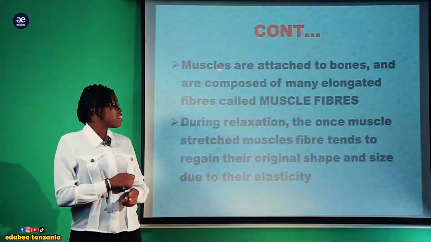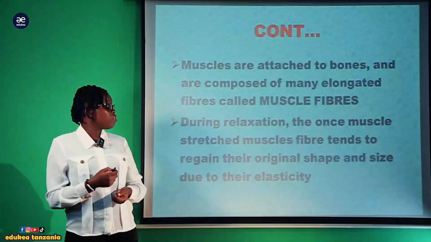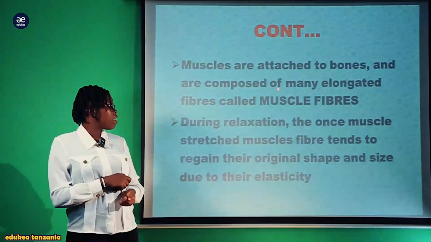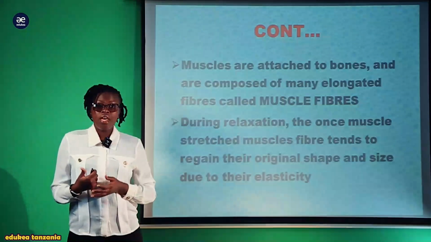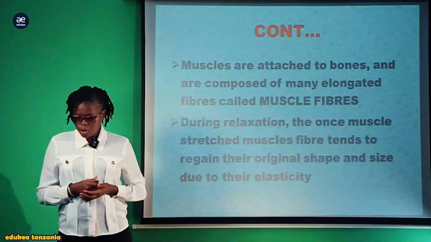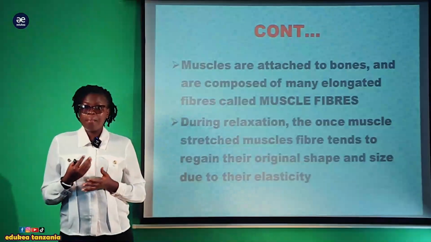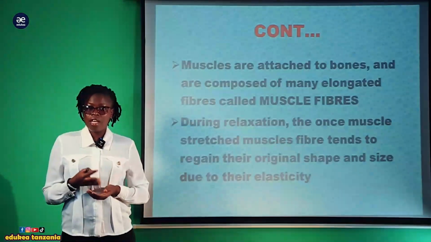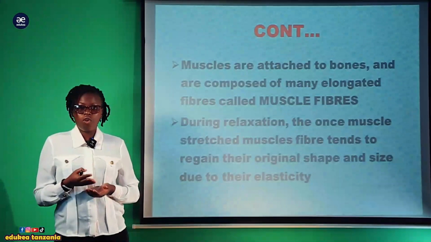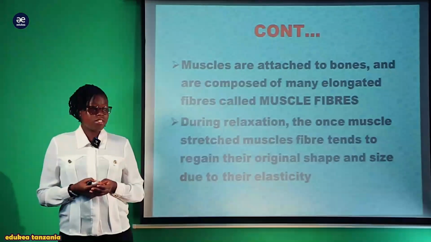So muscles are attached to the bones by means of tendons and are composed of many elongated fibers which are called the muscle fibers. So these are the constituents of the muscles, which consist of many elongated cells called muscle fibers, which are also important to bring about movement and locomotion to the body of an organism.